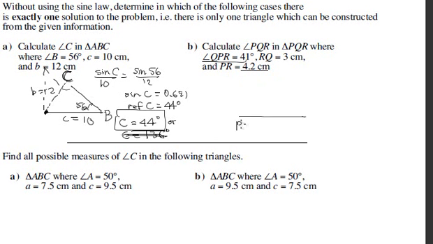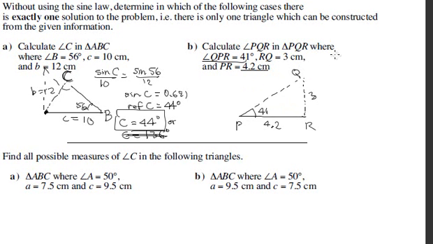So version 2, here's P, here's R. Their length is 4.2. The angle QPR is 41, so I don't know where Q is, but it's somewhere up here. That angle is 41. And RQ, this is the unknown side, I'll just put it in some random place, is 3.